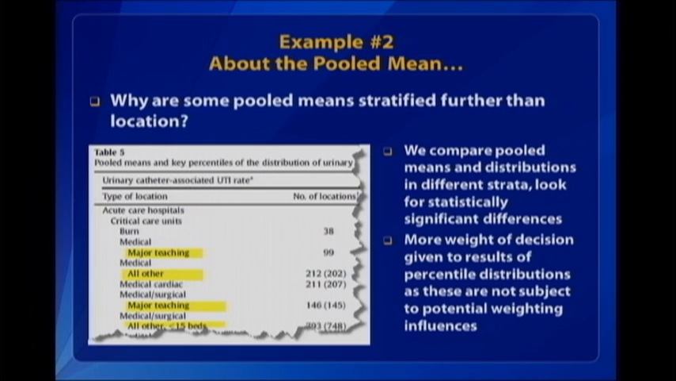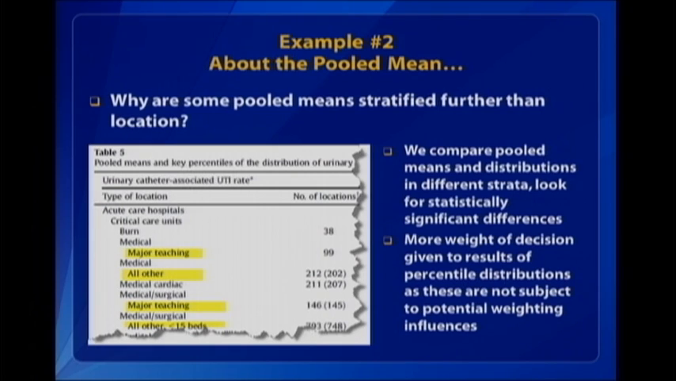Well, not only do we try and find the best ways to risk stratify these data, but when we look at something like, let's say, a major teaching institution with a medical ICU versus a medical ICU that's in any other type of hospital, not only do we see that the pooled means may be statistically significantly different, so we run some statistical tests to see is their rate any different from the other rate, but we also compare the percentile distributions that we provide in the report and the median. Okay, so we look at ways to see what is really going on here.